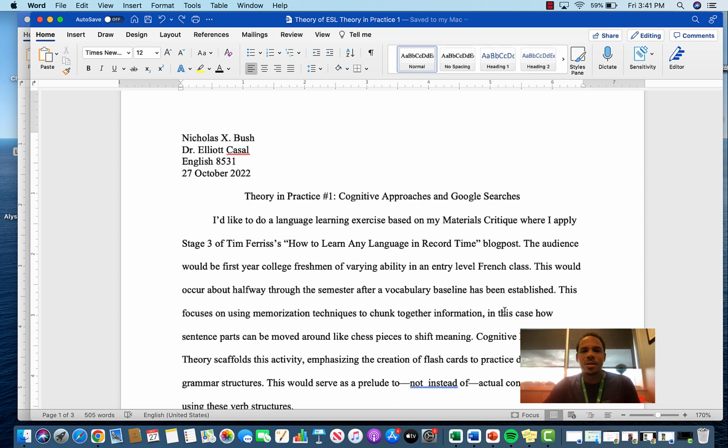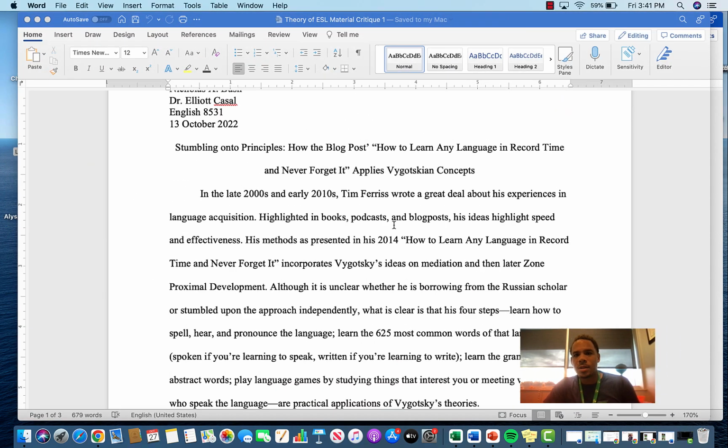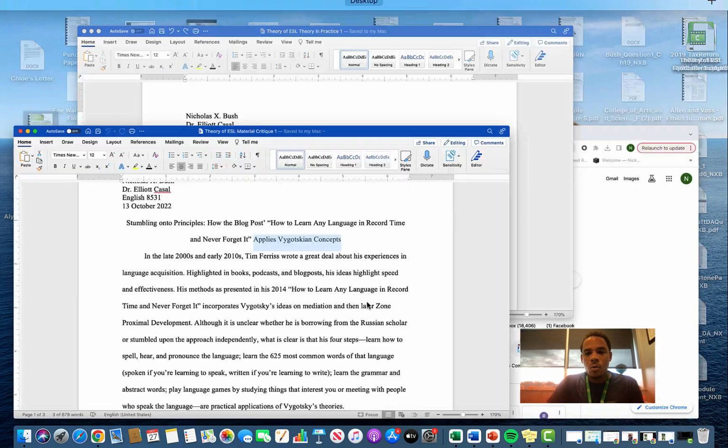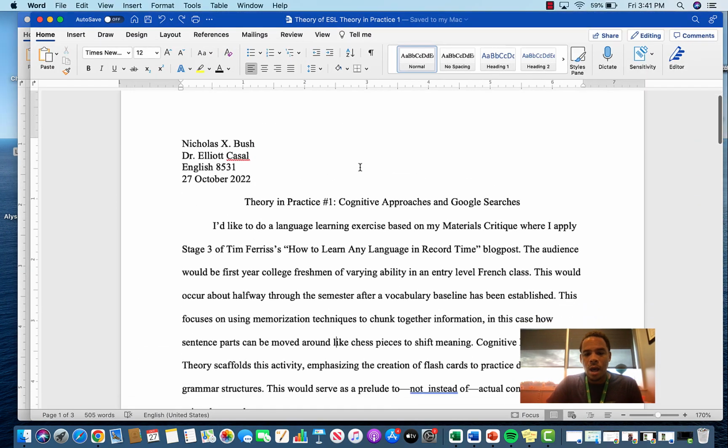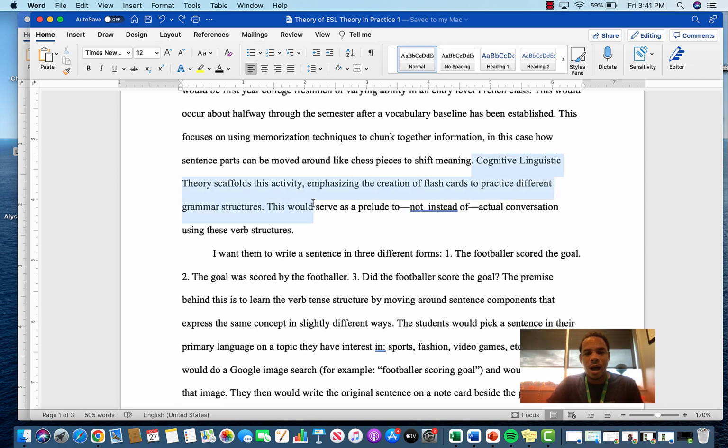Hey, how's it going? This is my theory and practice one, and what I'm going to be working on ties into my material critique one, which relies on Vygotskian concepts or sociocultural concepts. But the specific exercise we're going to be working on today relies more on cognitive linguistic concepts.